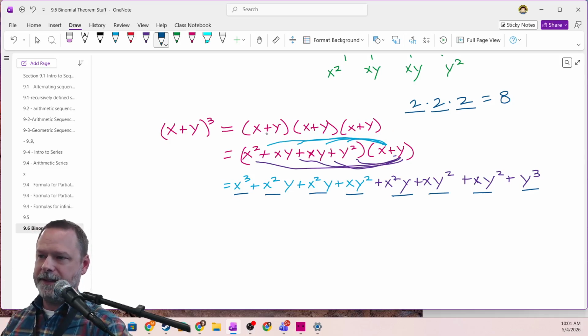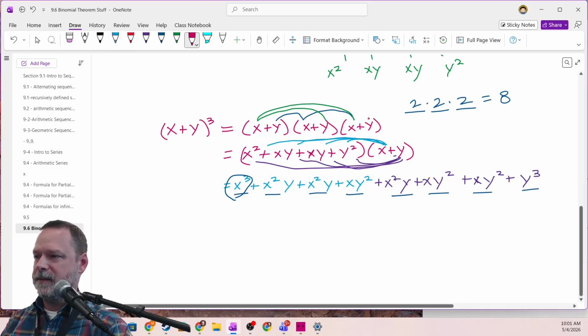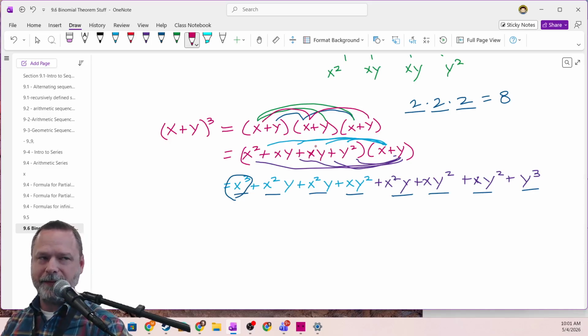How many ways are there to get an x every time? Well, it's only one way to get x and x and x. It's right there, right? How many ways are there to get one y in a term? We could go y times x times x, that'd be an x squared y, or we could go x times y times x, or we could go x times x times y. There'd be 3 of them. So we should have 3 terms with 1 y and 2 x's.